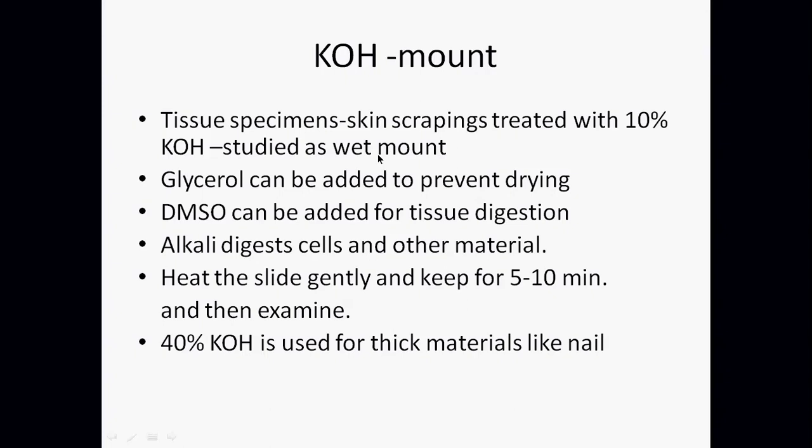A sample is taken on a glass slide, on which we add a drop of 10% KOH and put a cover slip. To this we can add glycerol, which prevents drying, and DMSO can also be added for tissue digestion. The alkali digests the cells and the other materials and the fungus gets cleared up, so we can have a better view under the microscope. Usually this is studied in either the low or high power of the microscope.